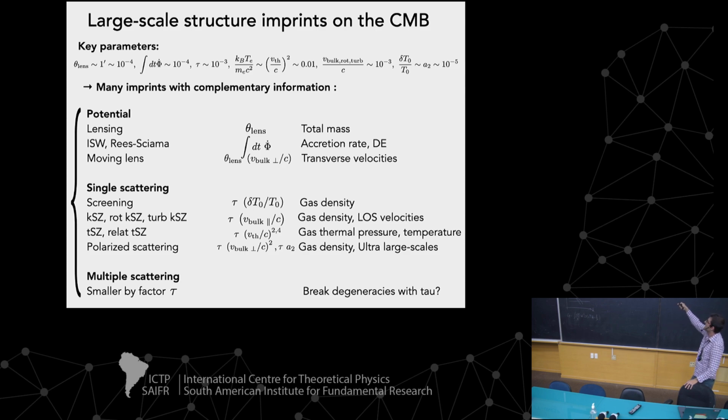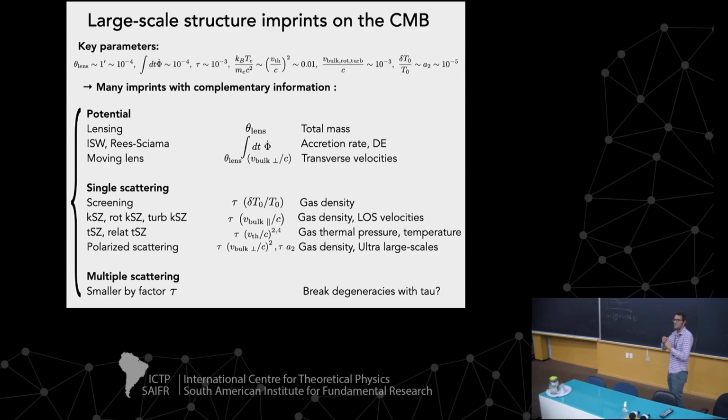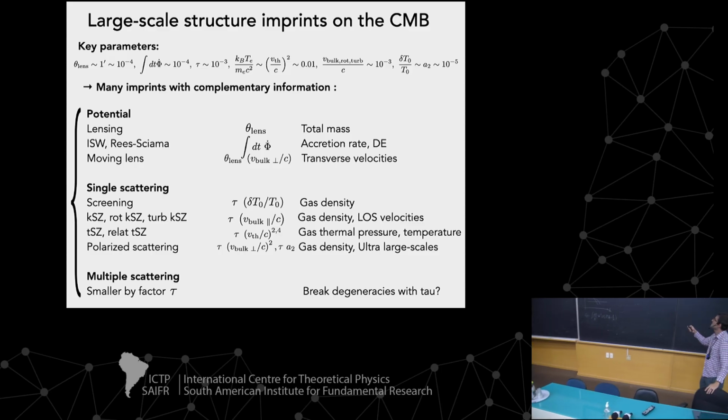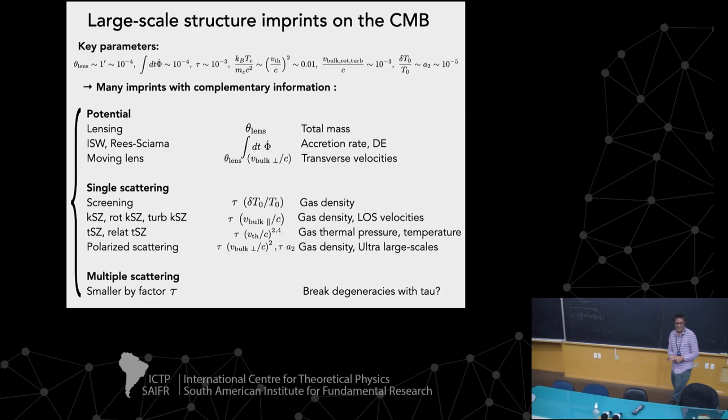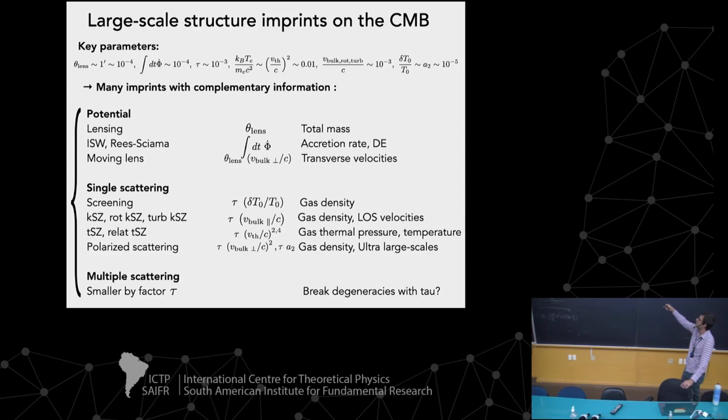And then there's a number of scattering effects. One is screening, the same thing we talked about for reionization, where CMB photons can get scattered. But now that same screening can occur around galaxy clusters or galaxies when you have free electrons. There's the kinematic SZ, the rotational kinematic SZ, the turbulent kinematic SZ, the thermal SZ, the relativistic thermal SZ, polarized scattering, and then you have a lot of other effects that are multiple scattering. So a CMB photon will not scatter just once, but twice. And so I think it's easy to get lost and a bit overwhelmed with all these effects.